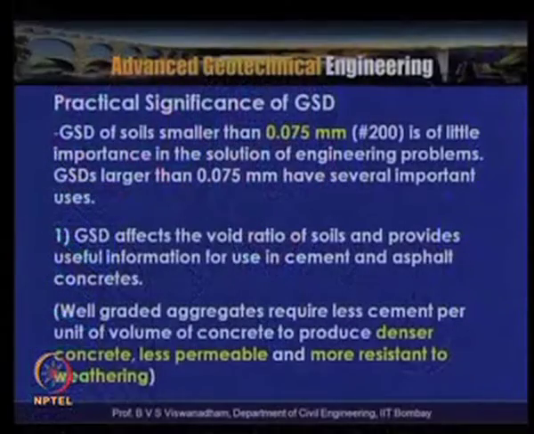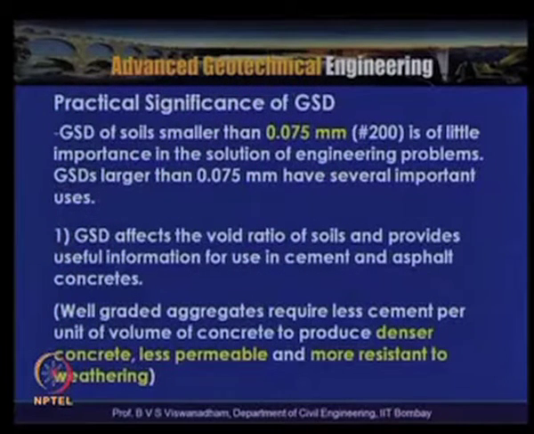The practical significance of the grain size distribution can be discussed like this. Grain size distribution of soil smaller than 75 micron or 0.075 mm is of little importance in the solution of engineering problems, but GSDs larger than 75 micron have several important uses. Particularly, GSD affects the void ratio of the soils and provides useful information for use in cement and asphalt concretes, particularly during pavement construction.